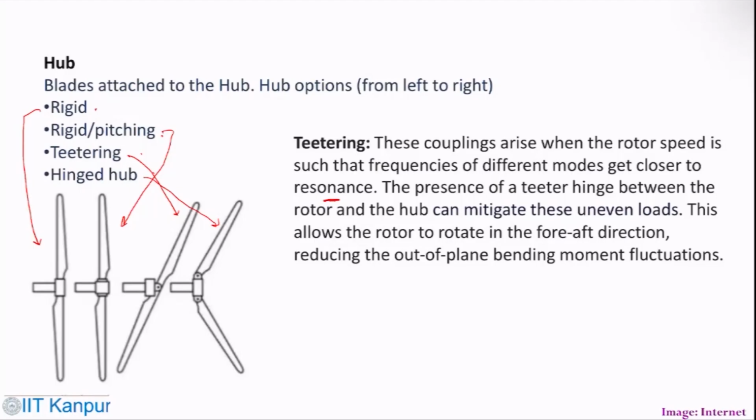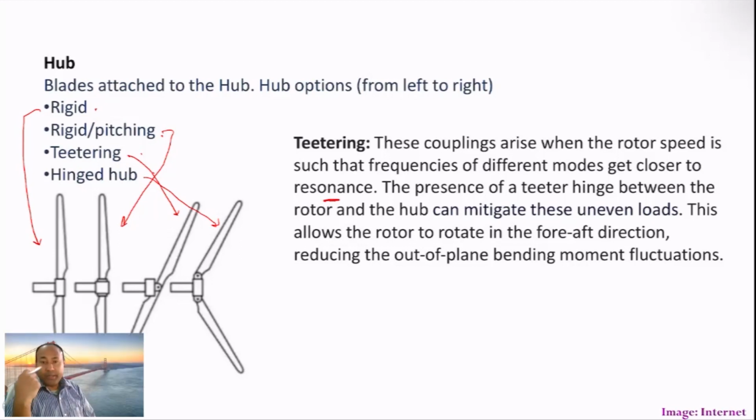Essentially, this allows the rotor to rotate in the fore-aft direction, reducing the out-of-plane bending moment fluctuation. So that means the design of this kind of hub is just to counter the mechanical load balancing, so that we would see when we talk about the load effect on these rotor blades and all these things.